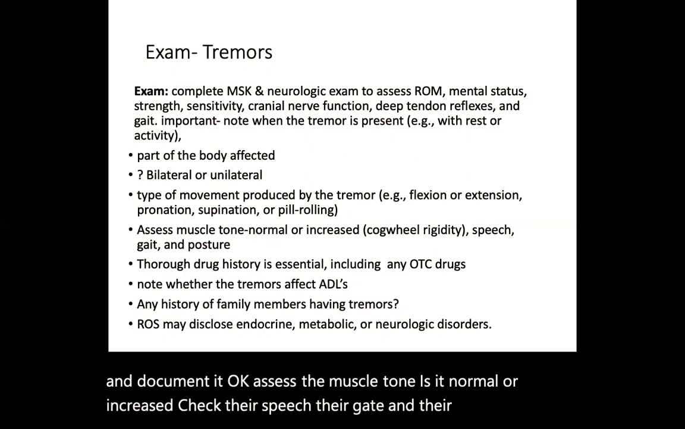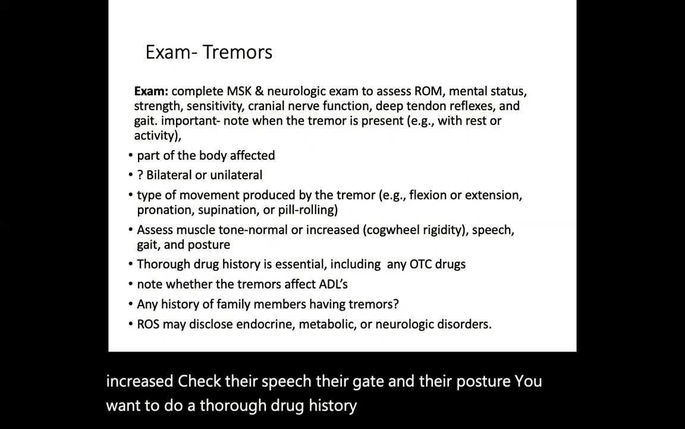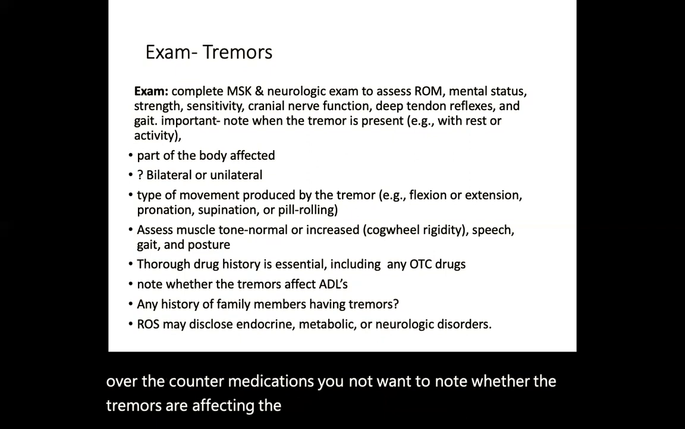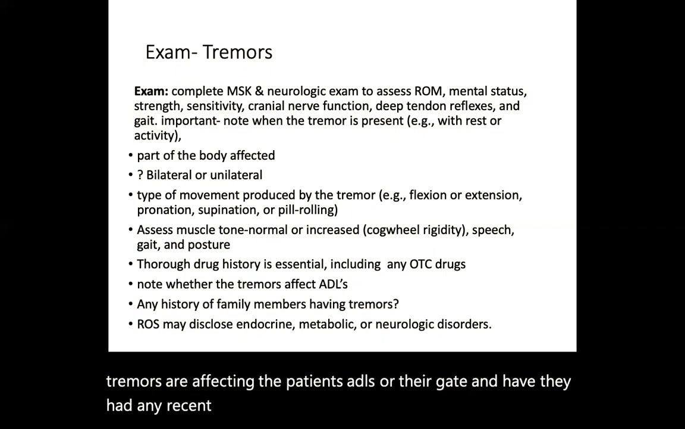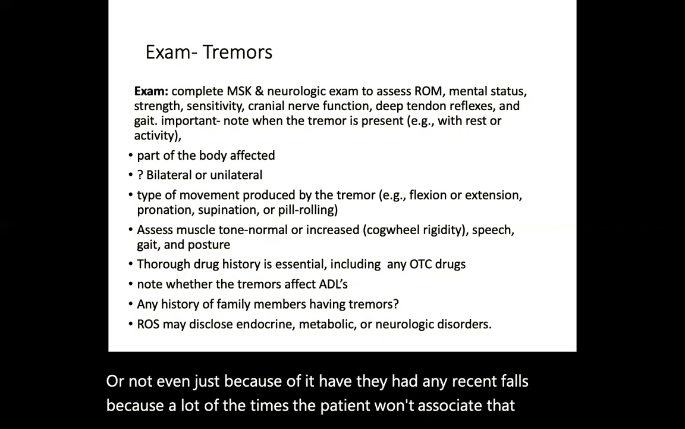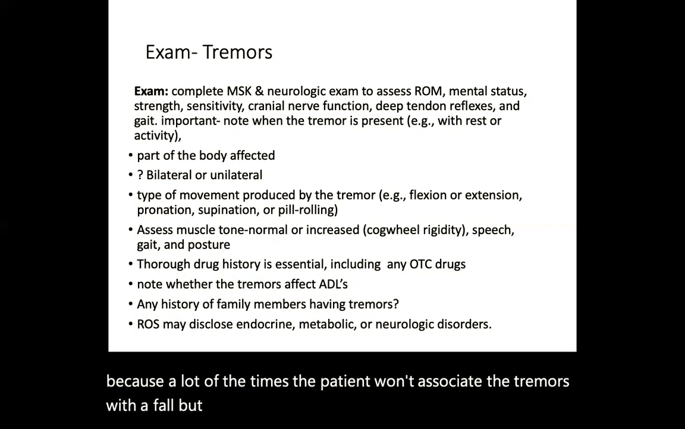You want to do a thorough drug history. That's essential, including any over-the-counter medications. You want to note whether the tremors are affecting the patient's ADLs or their gait, and have they had any recent falls because of it? Or not even just because of it, have they had any recent falls? Because a lot of the time the patient won't associate the tremors with a fall, but the likelihood is it's probably throwing off their gait.